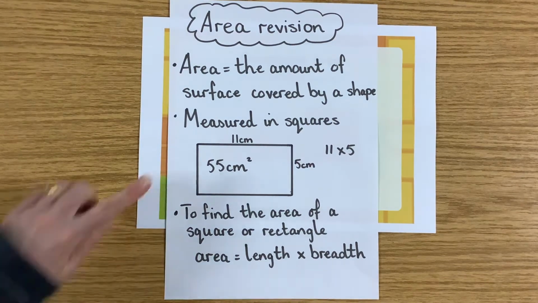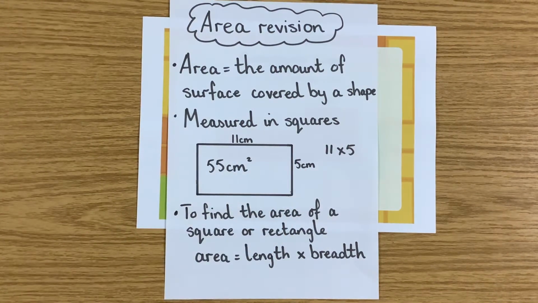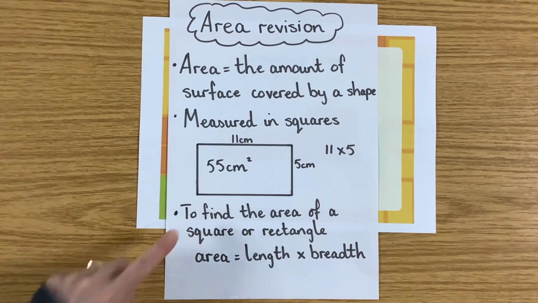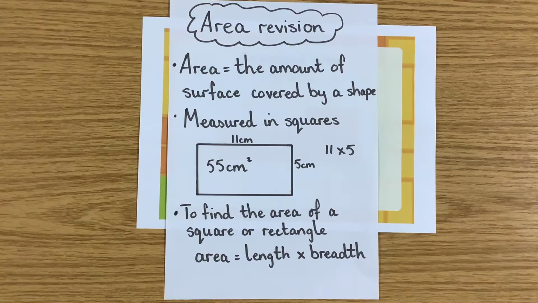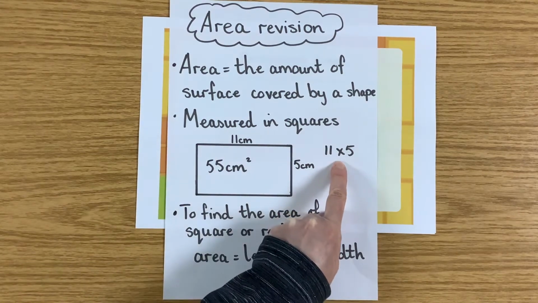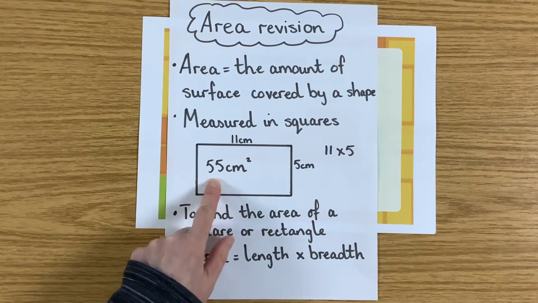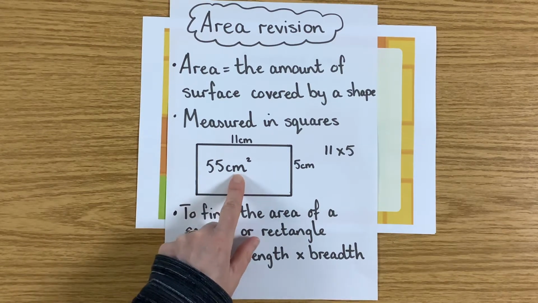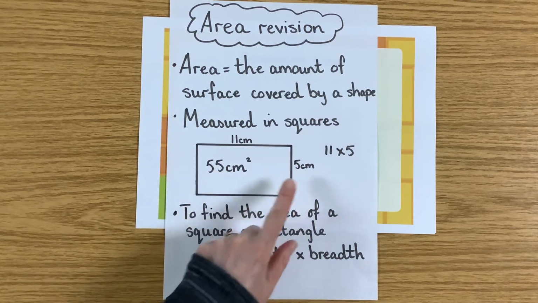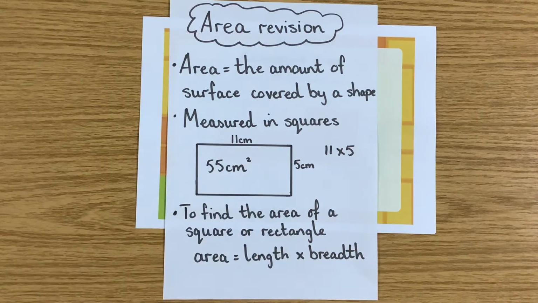Now, if I was given a rectangle like this one that measures 11 centimetres by 5 centimetres, and I want to find its area, well, as we learned last half term, to find the area of a square or rectangle, the best thing to do is multiply the length by the breadth. So if I take my 11 and my 5 and I multiply them together, 11 times 5 is 55 centimetres squared. Centimetres, because I'm measuring in centimetres, and I measure area in squares, so I put the little 2 up high.